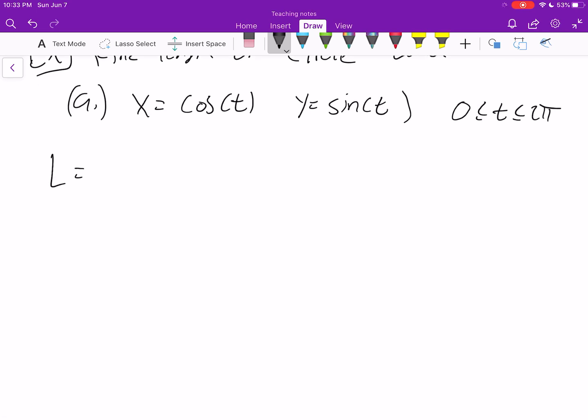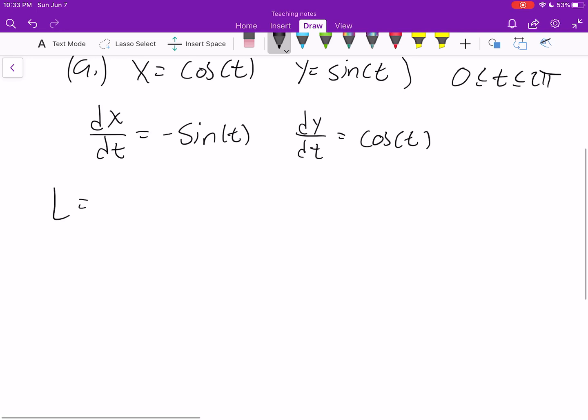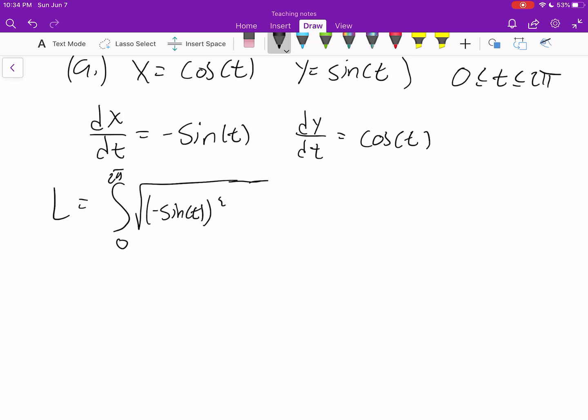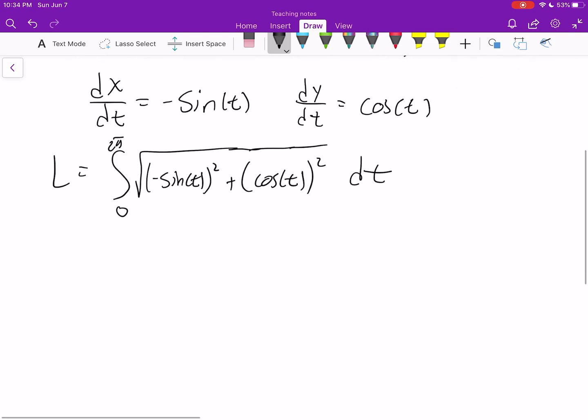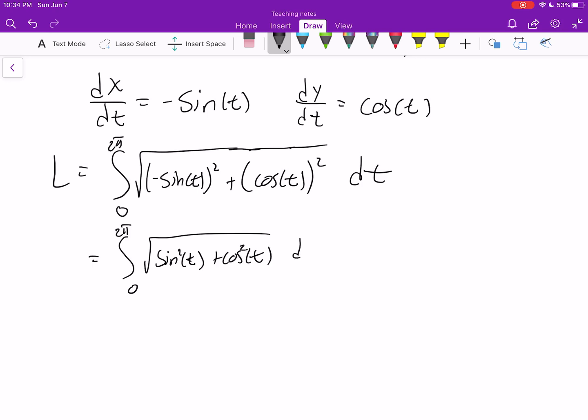So the length then, let's figure out my derivatives first. That's probably a better idea. dx/dt is going to be minus sine of t. dy/dt is going to be cosine of t. And my length then is the integral from a to b, so t goes from 0 to 2 pi, of the square root of (dx/dt) squared. So I'm going to get negative sine of t squared plus cosine of t squared dt. This is the integral from 0 to 2 pi of the square root of sine squared of t plus cosine squared of t dt.